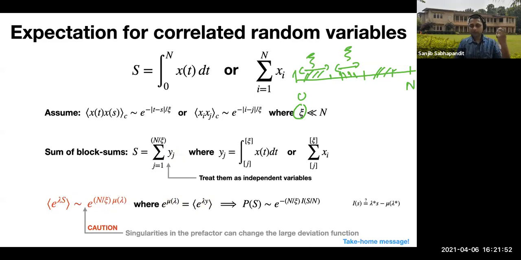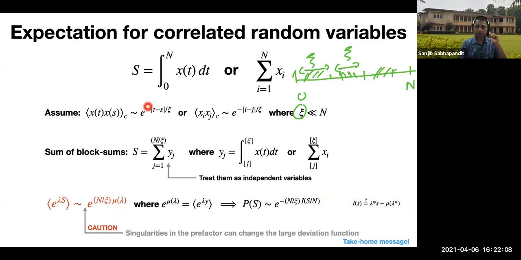Okay, and given this form, you can write down this large deviation form, where your large deviation function is related to this mu of lambda by this Legendre transform. Basically, you just do the saddle point. But, okay, I should caution you here.